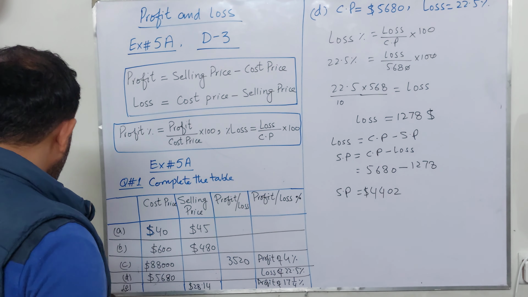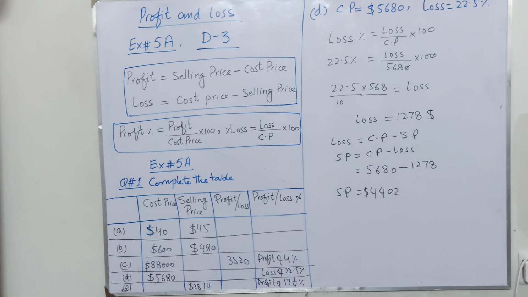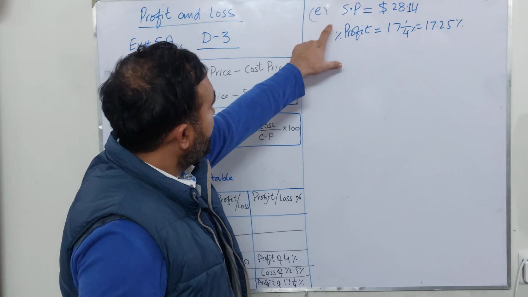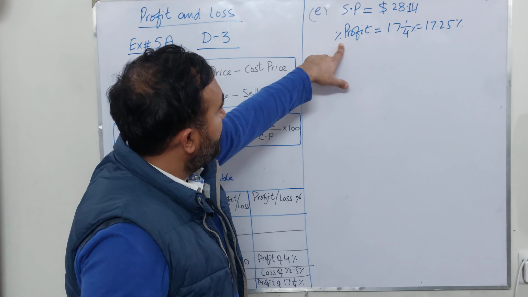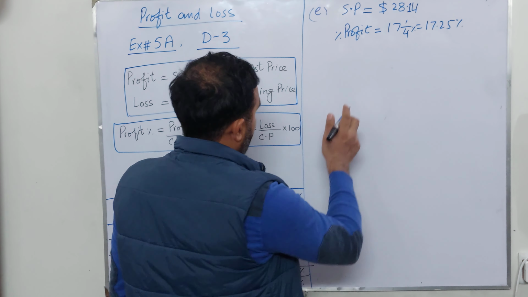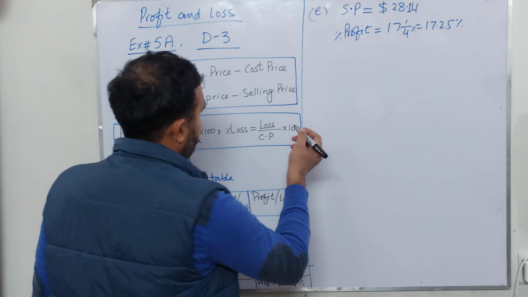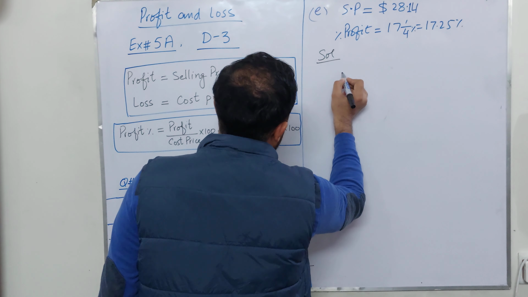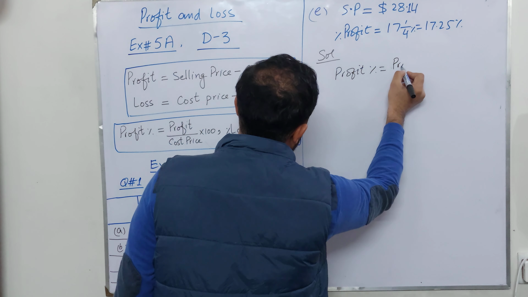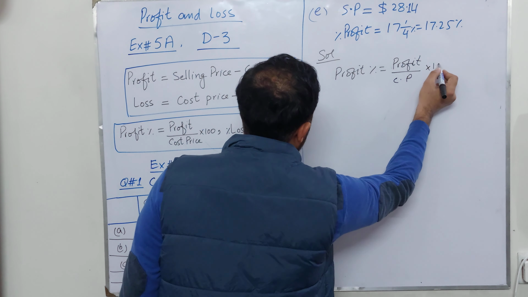So now in the next part, let me rub this part first. In part E, selling price is given as $28.14 and the profit percentage is this one. So we are going to find cost price, right? So using the profit percentage formula, we are going to use this formula: profit percentage is equal to profit divided by cost price multiply 100.